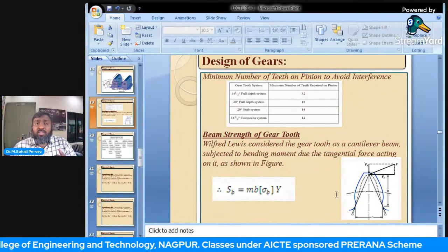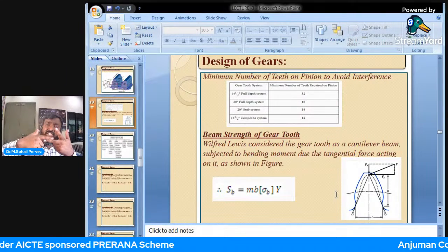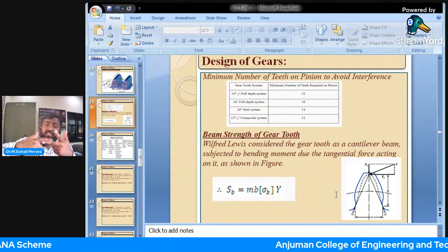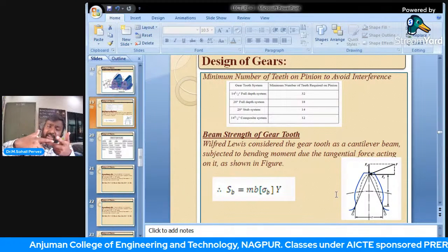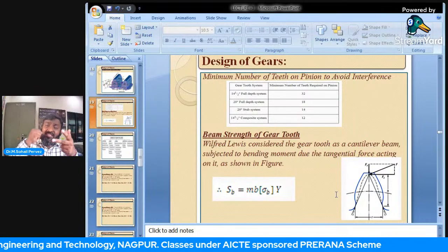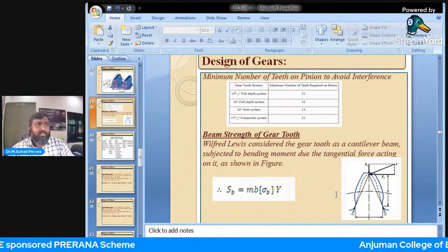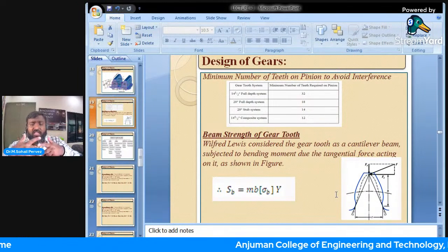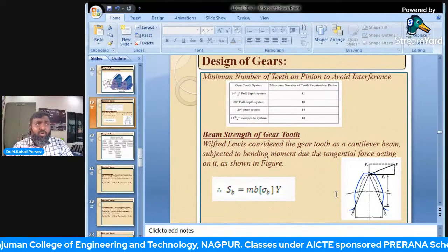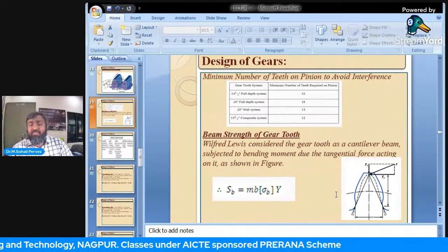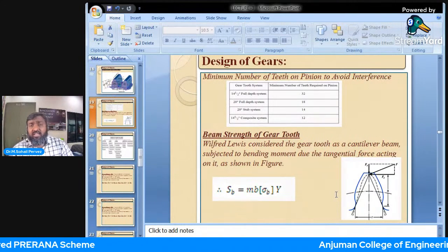Now, again, the second important aspect is when this tooth gets meshed with each other, it will have a bending effect on this tooth. Say driver will have impact on the driven tooth, and if the strength of the tooth is not up to the mark, in that case the tooth may bend and will create interference with the other tooth, and the gear may get torn off or may get jammed or locked. To avoid that, we must calculate the strength of that gear tooth by considering it as a beam.